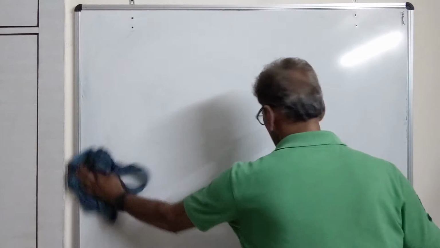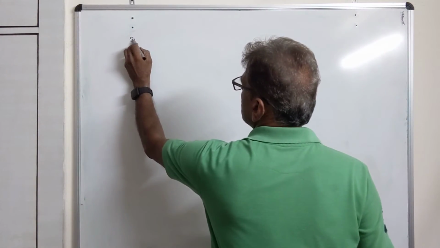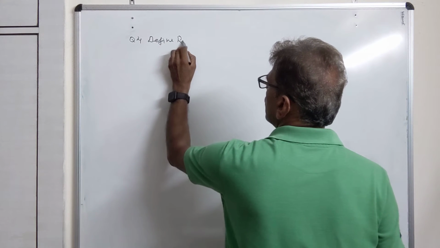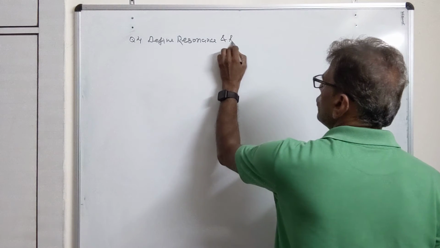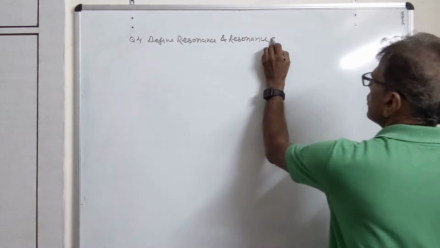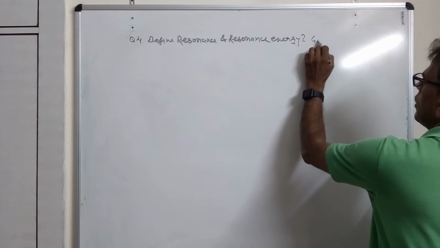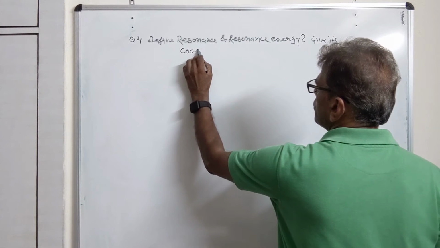So we are having the fourth question of this lecture, that is: define resonance and resonance energy. Give its consequence.